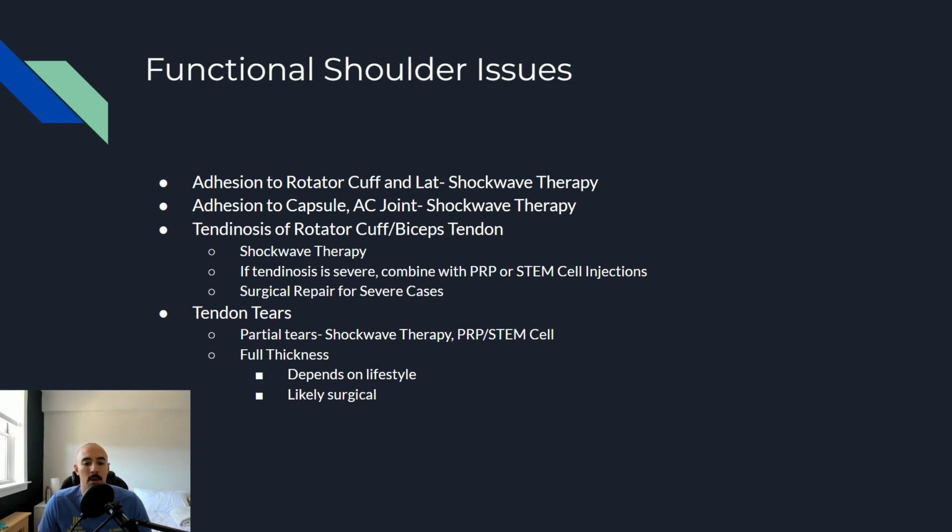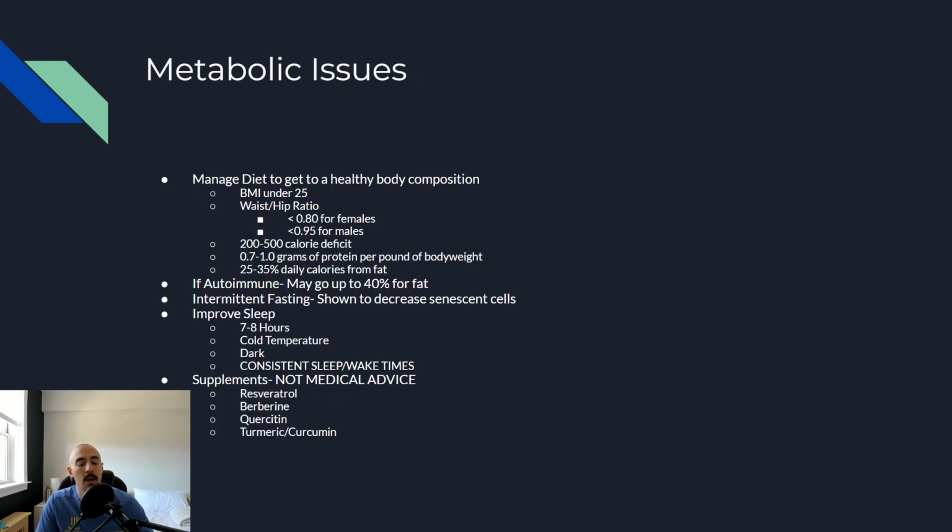Tendon tears, partial shockwave therapy, PRP, stem cell, same thing as a tendinosis there. You can get good regeneration of that tendon, probably not as good as a tendinosis, but a full thickness, right, depending on your lifestyle, is likely a surgical thing. Again, if you're using that shoulder for any type of actual real work, get that thing operated on.